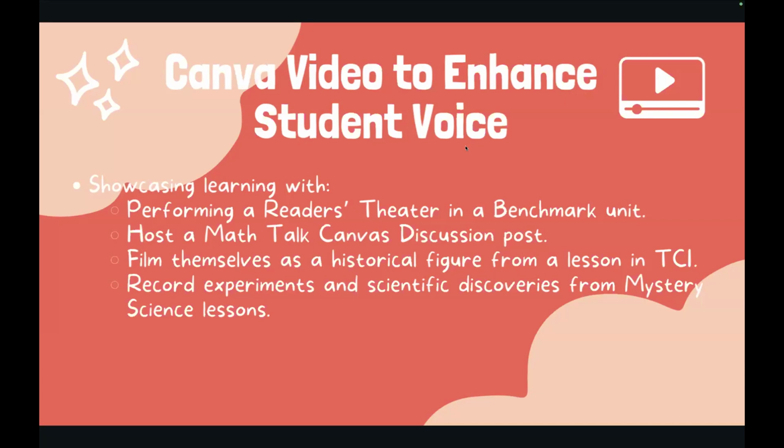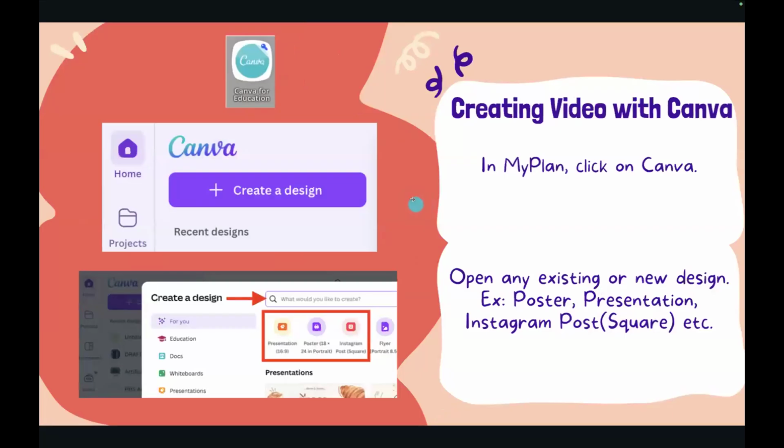all of the steps. They could dress up as a historical figure and memorize and give a speech from a lesson in TCI. And maybe a group in science could record themselves performing an experiment, and they could talk through the experiment and explain the results. So let's take a look at how we're going to go ahead and do that. I'm going to take you through a little screenshot walkthrough here.